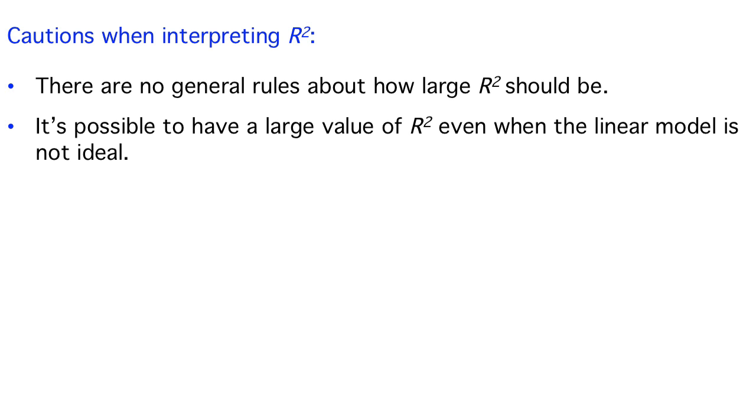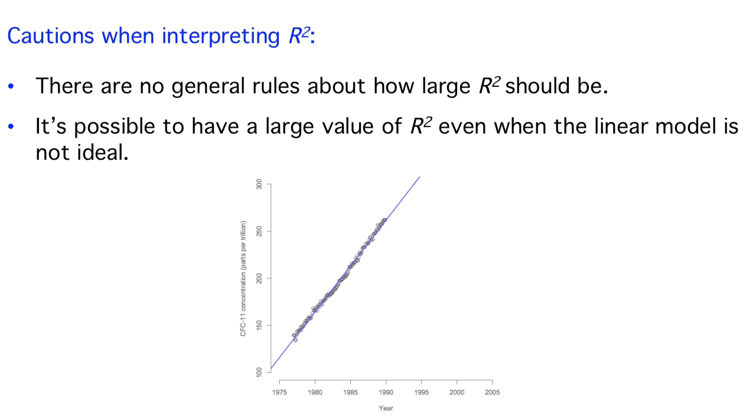Moreover, a high value of r squared does not mean that a linear model is best. As we saw with the CFC example, we can get a very high value of r squared, even though there are other systematic patterns in the data other than the straight line.